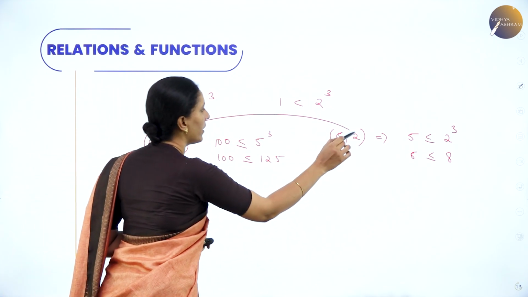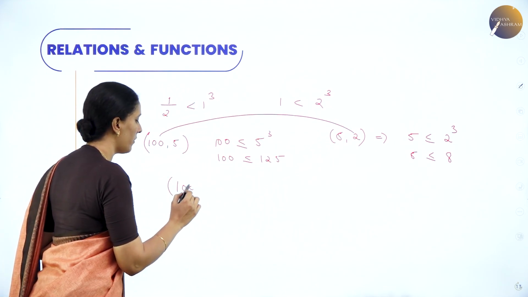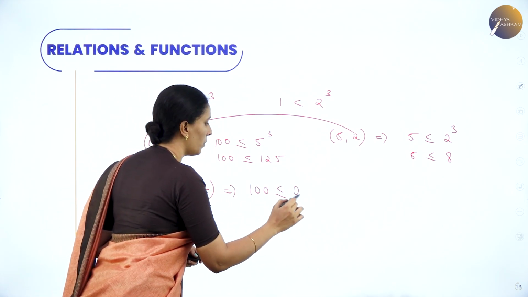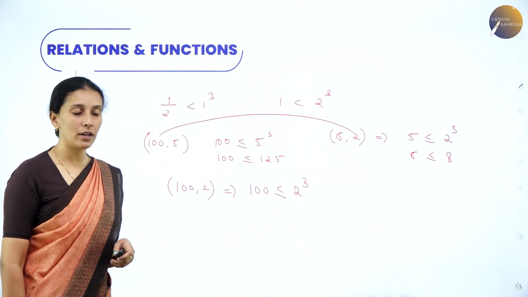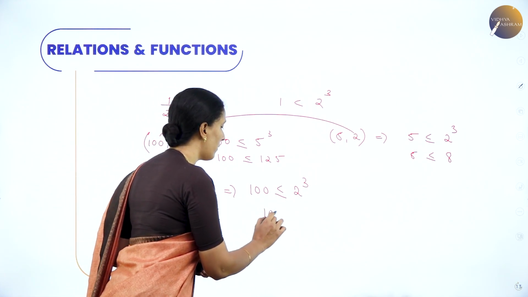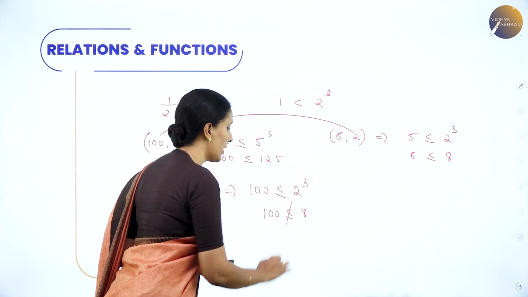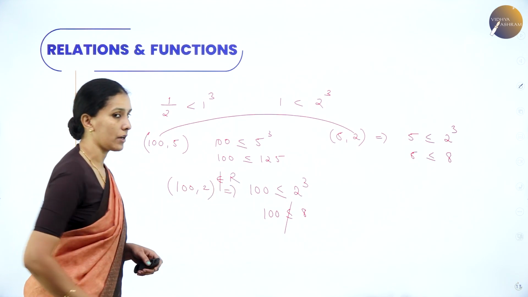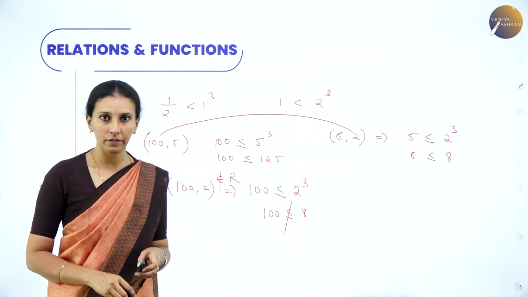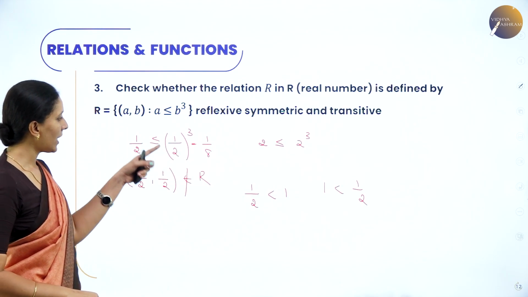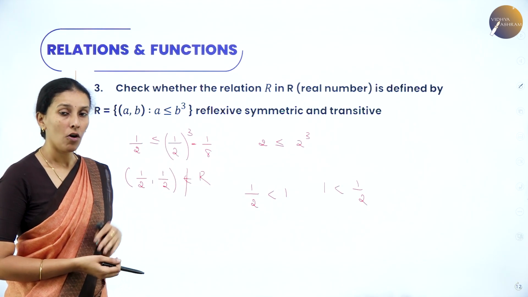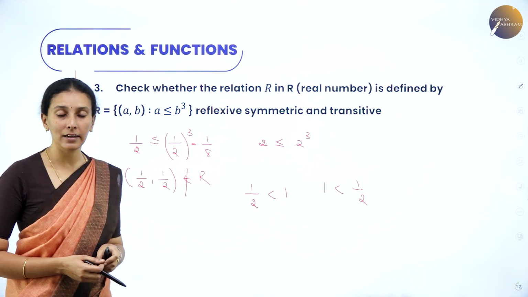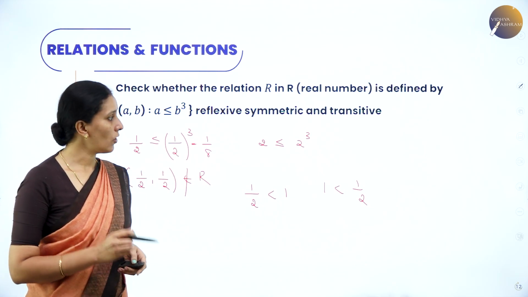Let's check for 100 comma 2, which is 100 less than or equal to 2 cube. Does it satisfy the condition? No, because 100 is not less than or equal to 8. So, this does not belong to set R. Therefore, it is not a transitive relation. So, clearly, by taking an example of numericals or generalizing the statements, we can say the set R is neither reflexive nor symmetric nor transitive.